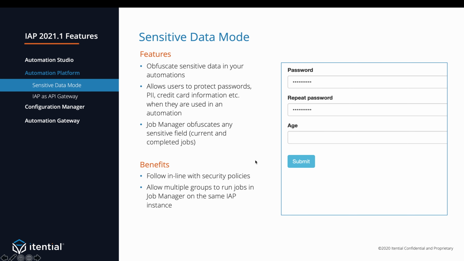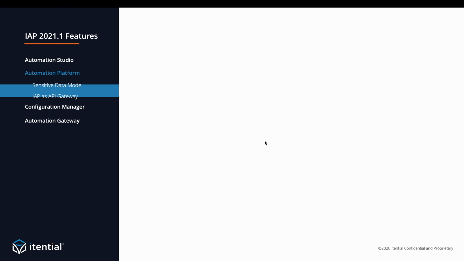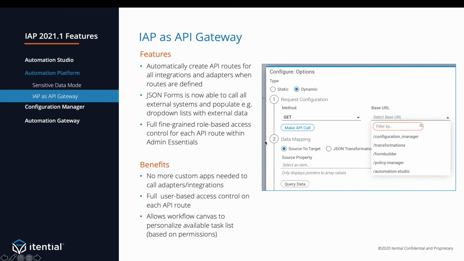Okay, let's jump back to my slide deck, and the second highlight I want to point out for the Itential Automation Platform is that we are now able to use IAP as an API gateway. And what that means is we automatically create API routes for all integrations and adapters when routes are defined, which is by far the most adapters have that. All of our open source adapters have that. All integrations have that initially, so there's very few exceptions where you wouldn't have that available out of the box.